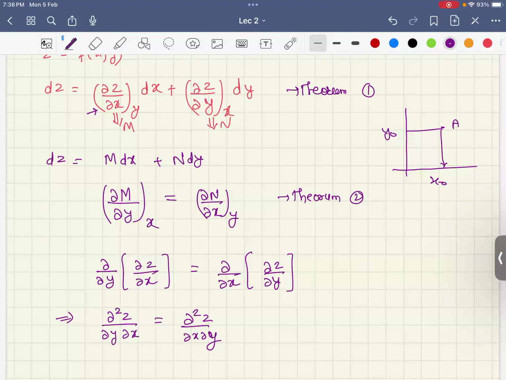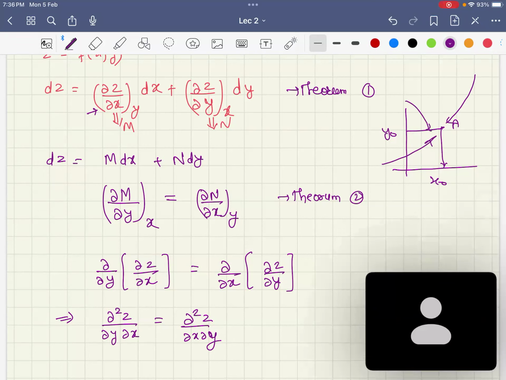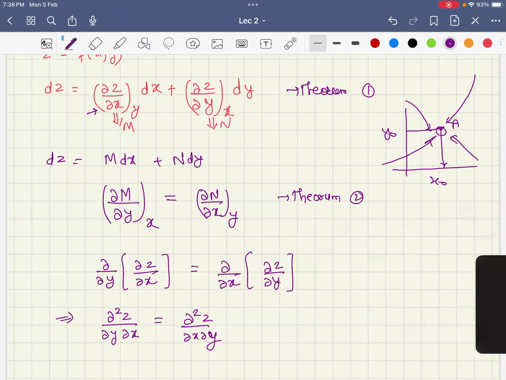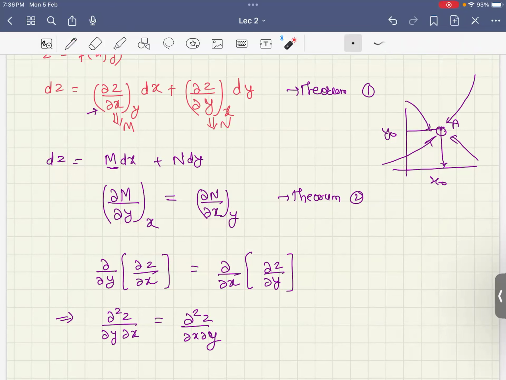So now if you try to approach this point from this way, some arbitrary way, or from this way or this way or any other way, you should reach the same point, right? Yes. This is what is meant by this: the second derivative also has to be the same. It doesn't matter which way you come, this has to be the same, right?